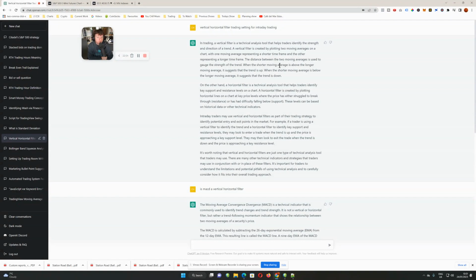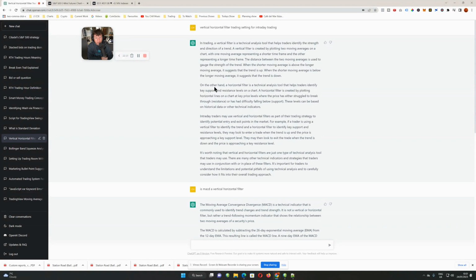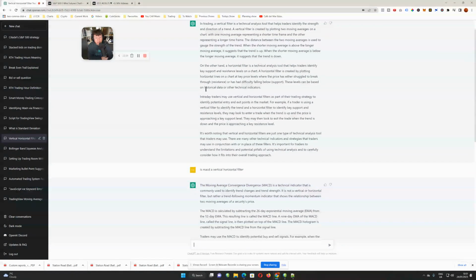When the shorter moving average is above the longer moving average, it suggests that the trend is up. When the shorter moving average is below, it suggests it's down. So it goes into quite some detail. So it's covered the vertical filter. Then it goes on to say what a horizontal filter is. A horizontal filter is a technical analysis tool that helps identify support and resistance. So literally what we're looking at there is lines across the chart at swing highs and swing lows. Again, it actually says this and it identifies and describes this.